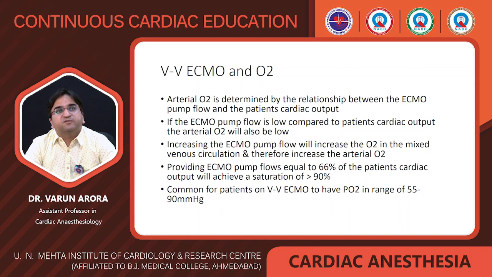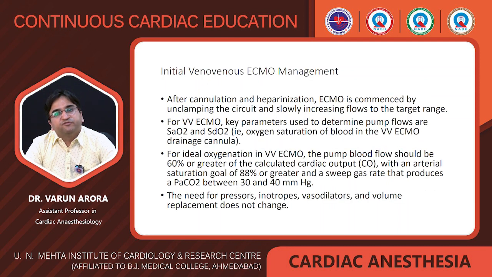Now coming to VV ECMO and oxygen. Arterial oxygen is determined by the relationship between ECMO pump flow and the patient's cardiac output. If the pump flow is low compared to the cardiac output, then the arterial oxygen will be low, and increasing the ECMO pump flow will increase the oxygen in the mixed venous circulation and increase the arterial O2. Providing ECMO pump flow equal to 66% of the patient's cardiac output will achieve a saturation of more than 90%. It is common for patients on VV ECMO to have a PO2 in the range of 55 to 90 mmHg.